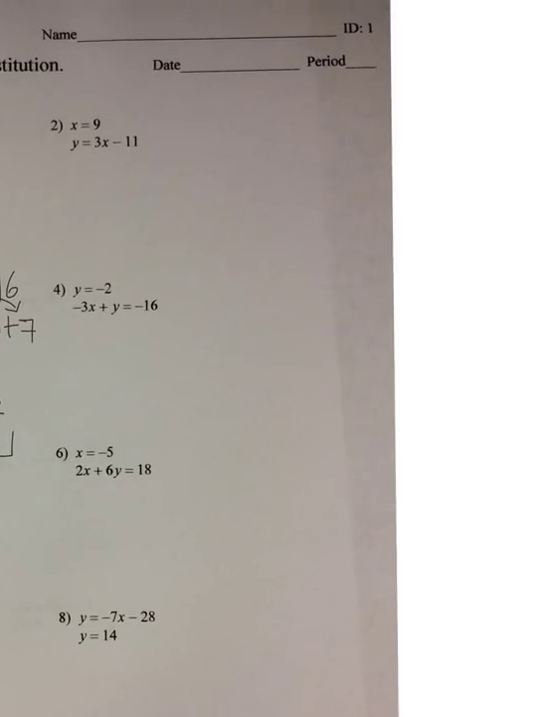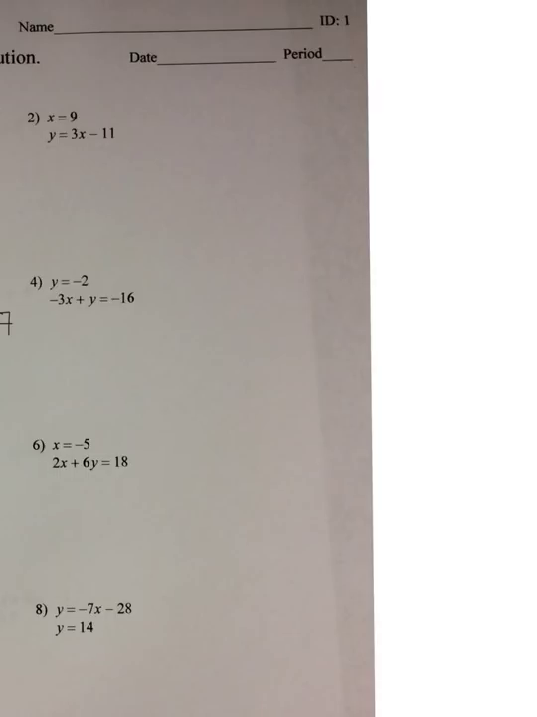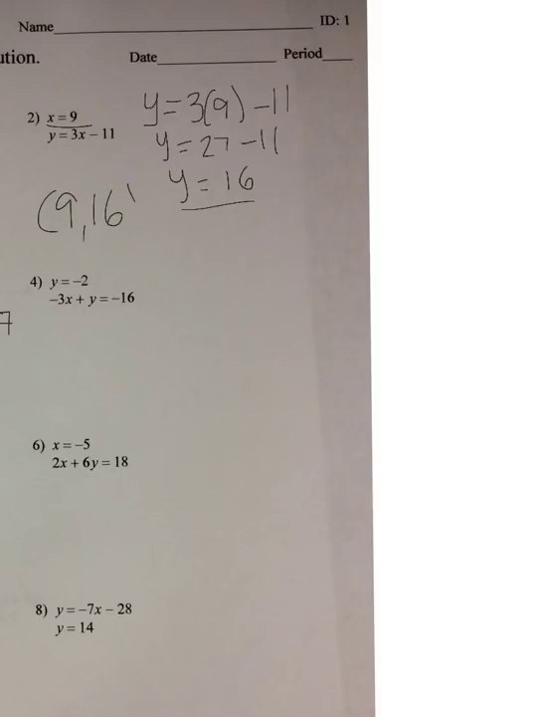Let's do it again. I'll try to go slower. So here, my x value is 9. So for every x, I'm going to substitute that 9, and I'm going to put it in parentheses. So it's 3x, which is 3 times 9, minus 11. That'll be y equals 27 minus 11, and that's y equals 16. So I got that. My solution is 9, 16.